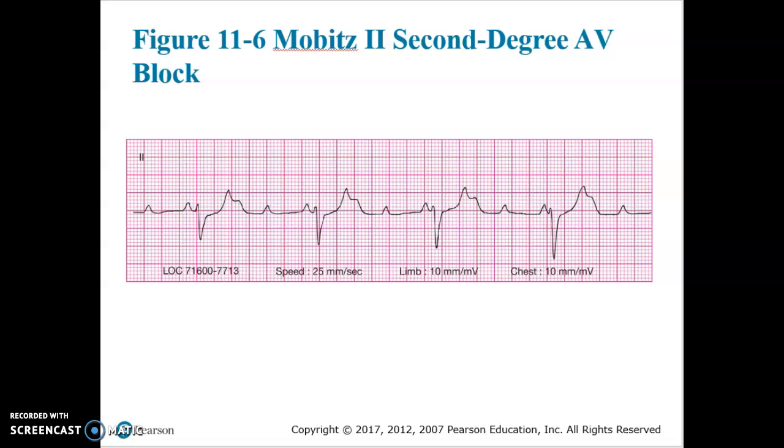So by looking at all of our criteria and looking at our choices, we can tell that this is Mobitz 2 second degree AV block.